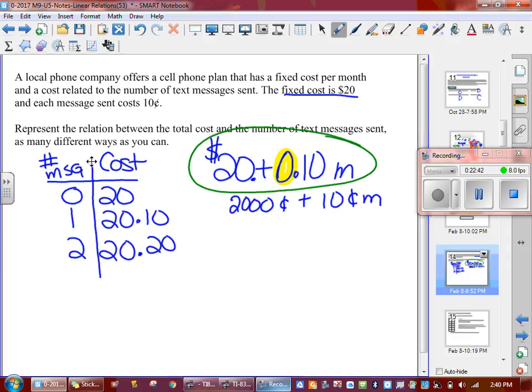How about a graph? I could have my fixed cost of $20, and then it would go up 10 cents every time. Now, am I going to join the points on those? Would this be discrete data, or would this be continuous data? What do you think? It is discrete. Well, it's not just discrete because it's money, but it's discrete because of the message.